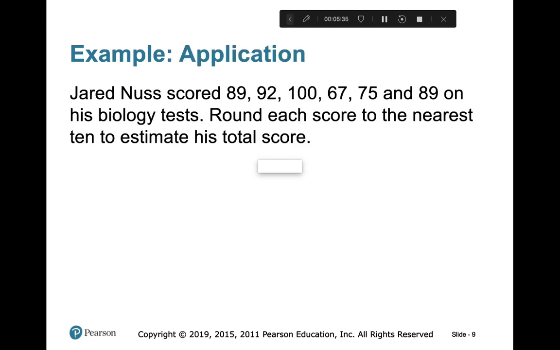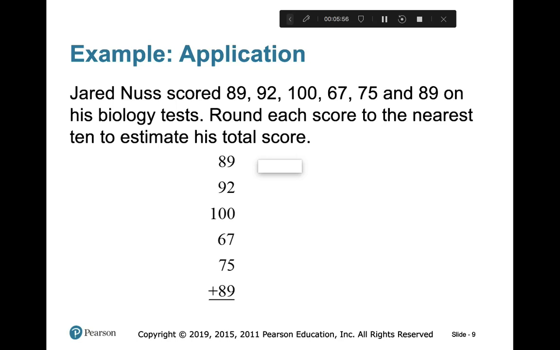Nice and simple. Know where these places are. So then it shows you a word problem that you are going to use, and we're going to round each score to the nearest 10 to estimate his total score.